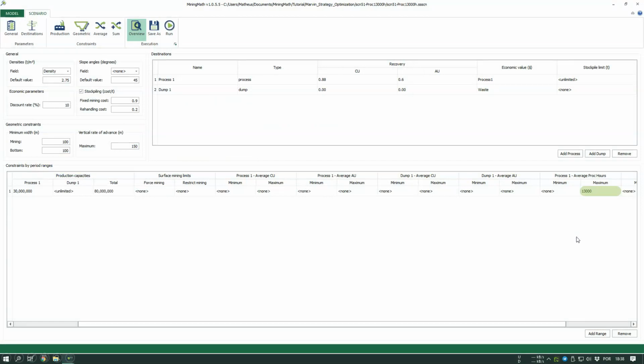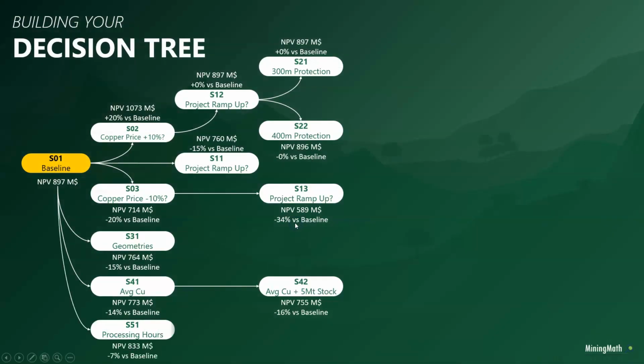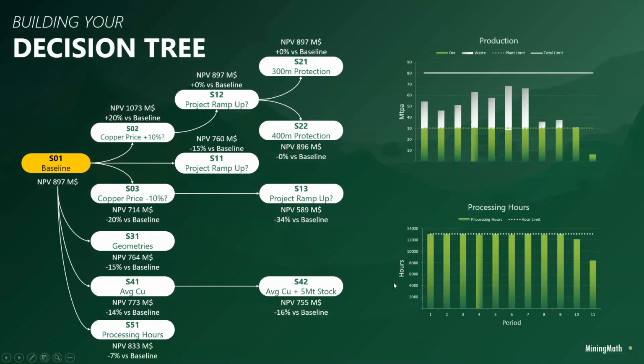Here, as I was mentioning, the average processing hours, 13,000 hours for, let's say, the mill. And how does this affect the project? Here we can see the production profiles, the processing hours being respected, and the profile of hours demanded over time as well. And well, maybe sometimes I have more flexibility in terms of how much tonnage I could process, but maybe the bottleneck is within the processing hours, so that's a possibility as well.